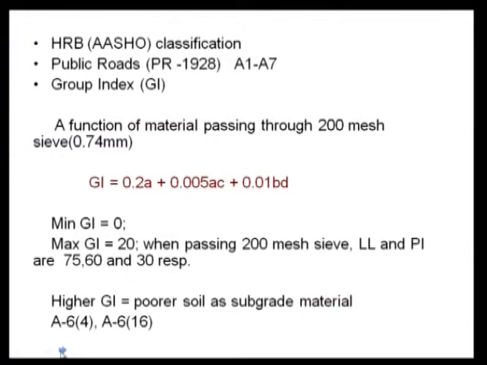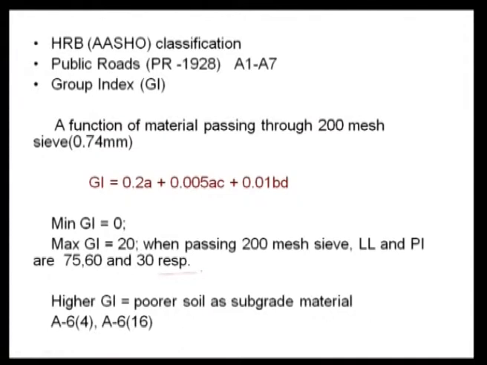So, based on the AASHTO classification, based on Public Roads 1928, A1 to A7 classification, based on group index GI, a function of material passing through the 200 mesh sieve, that means 0.074 mm, the group index may be calculated as 0.2a plus 0.005ac plus 0.01bd. So, minimum group index is equal to 0, maximum group index is equal to 20. When passing the 200 mesh sieve, liquid limit and plasticity index are 75, 60 and 30 respectively.